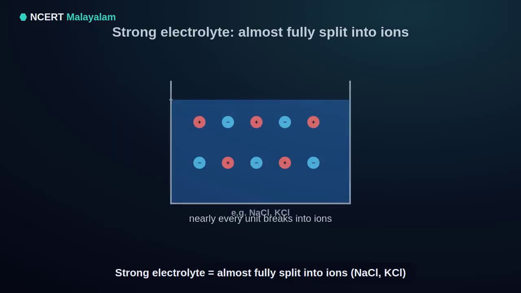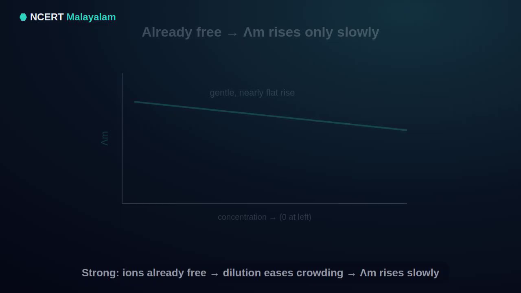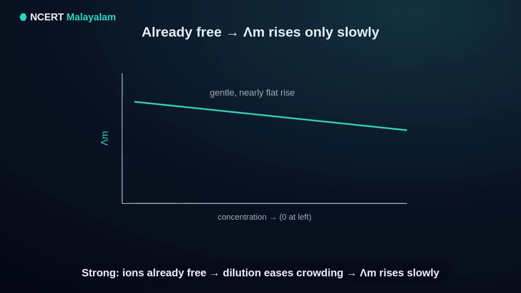Now an important difference. Some electrolytes split almost completely into ions in water. These are called strong electrolytes. Sodium chloride and potassium chloride are examples. In a strong electrolyte the ions are already all out, so dilution brings no new ions. The molar conductivity still rises a little, because the crowding between ions eases and they move more freely. But the rise is small and slow.